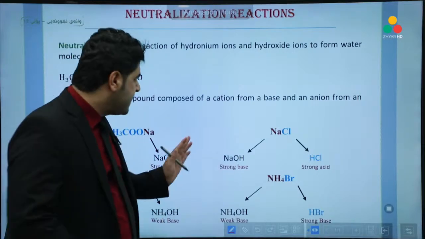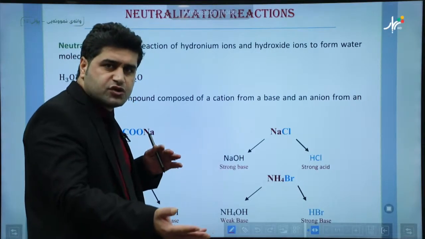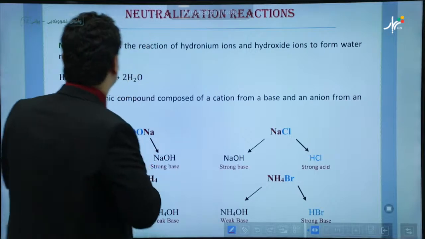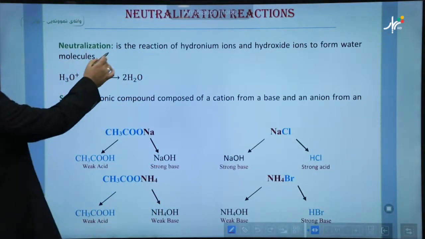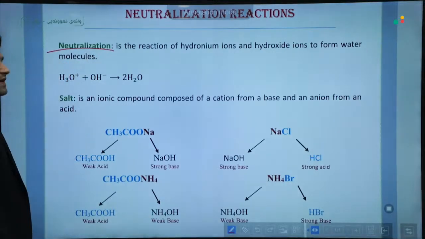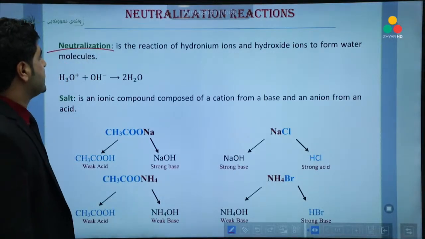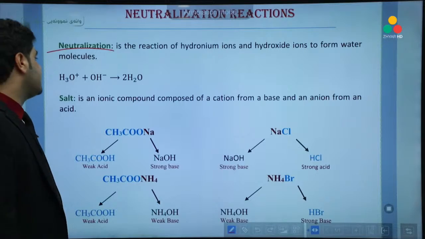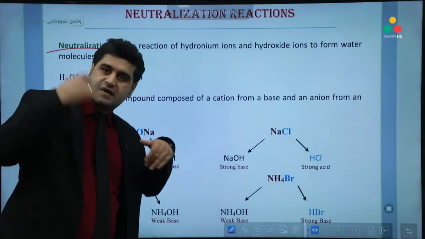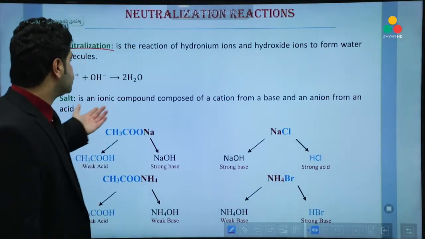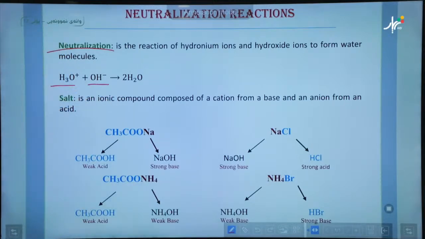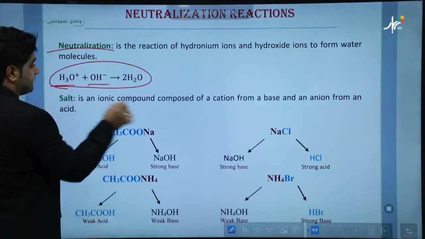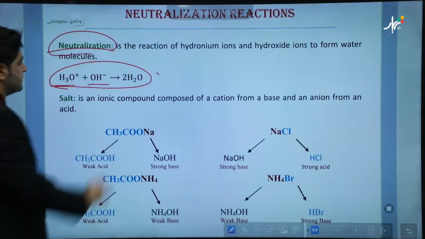Actually, we do the same as we did for chapter 2, section 1. Neutralization reaction. First of all, let's explain the neutralization, then explain the neutralization reaction. They are two different terms, neutralization and neutralization reaction. Neutralization means the reaction between hydronium and hydroxide ions to produce 2 molecules of water. This is neutralization.